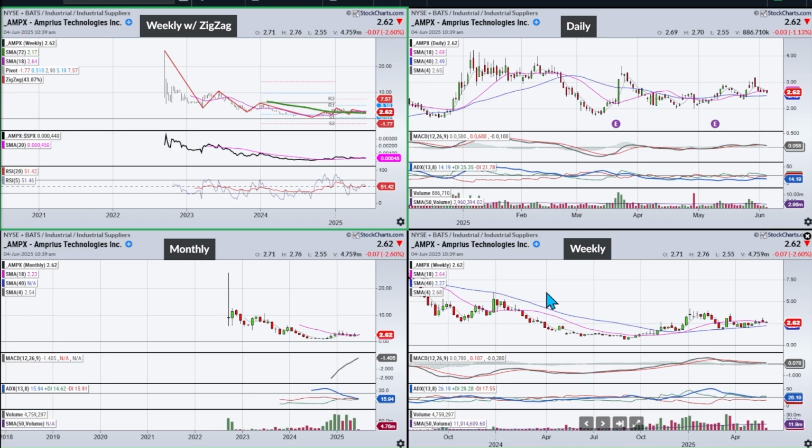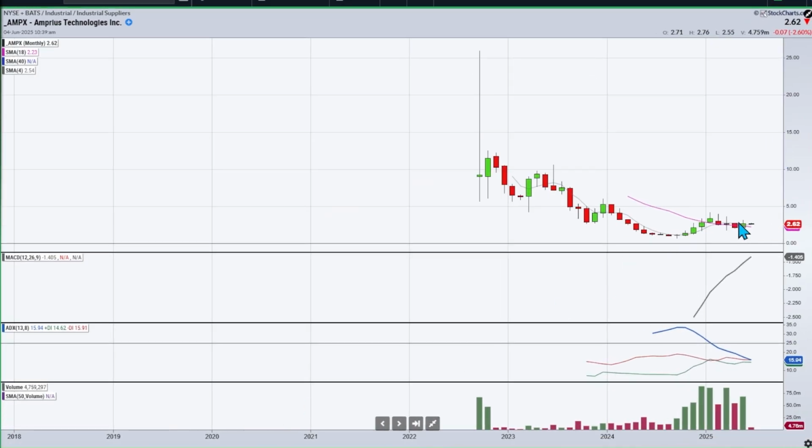We've got AMPX. So, nice move to the upside, and we've consolidated. Now, let's take a hard look at the monthly chart. We've made a move up, and we're consolidating, and we're walking along the 18-month. We're not re-breaking it. I kind of like that. You notice how the 18 and the 4 are like parallel?